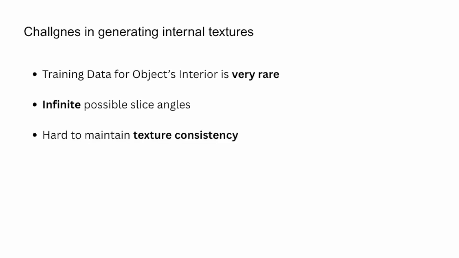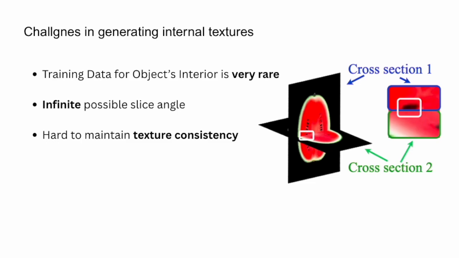Since 3D interior data is unavailable, one strategy is to rely on 2D sliced views for supervision. But this introduces a third challenge: maintaining consistency across slices. Cross-sectional slices may contain conflicting signals. For example, one slice might show a seed while another shows only red flesh in the same region. This ambiguity makes it difficult to infer a globally coherent and realistic interior in 3D.